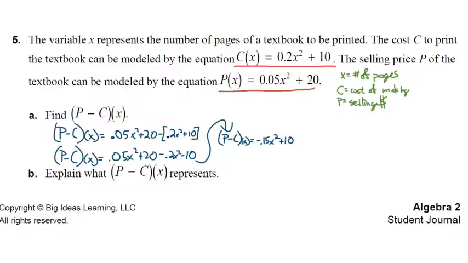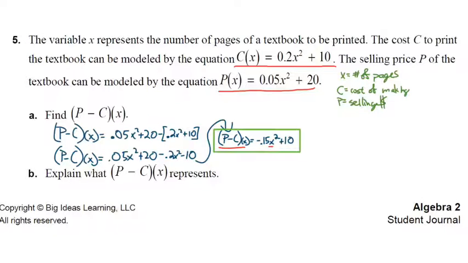Okay, so that's your function based upon the number of pages, x. This is what the profit minus the cost is. I mean the selling price minus the cost.